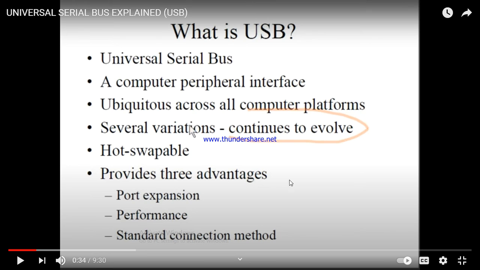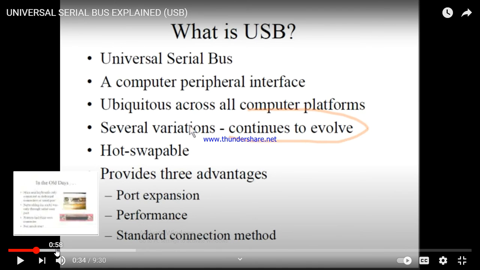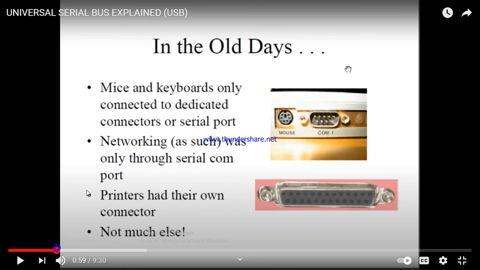It provides three advantages. Port expansion means what? We can expand the ports of the USB. Performance, as we know, it has a good performance, we can transfer the data very fast within less time in a very effective manner. It is a reliable one. Standard connection method. There is a standard connection method, which is again very user friendly.